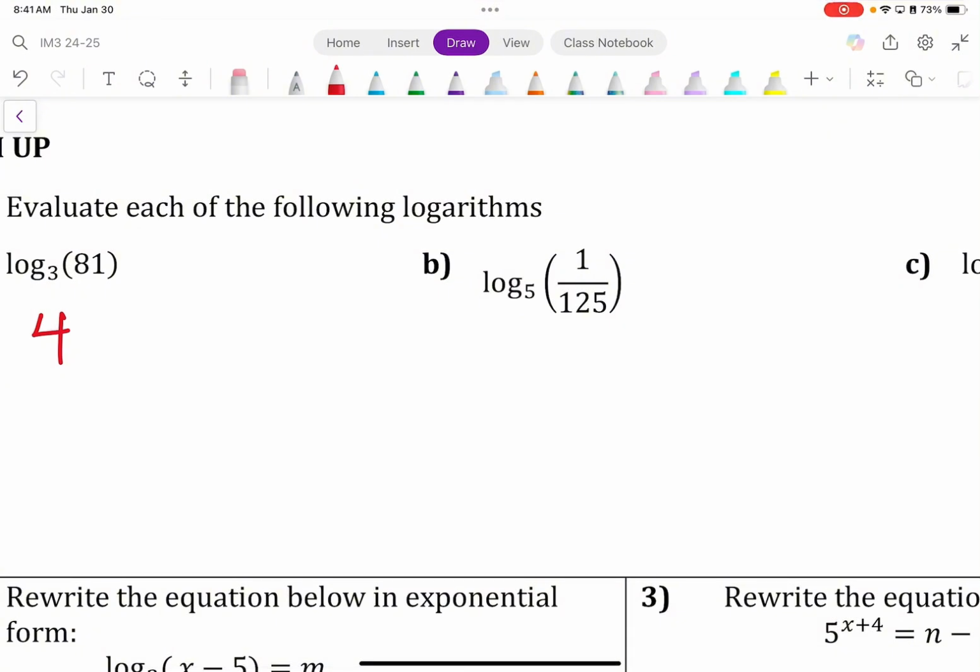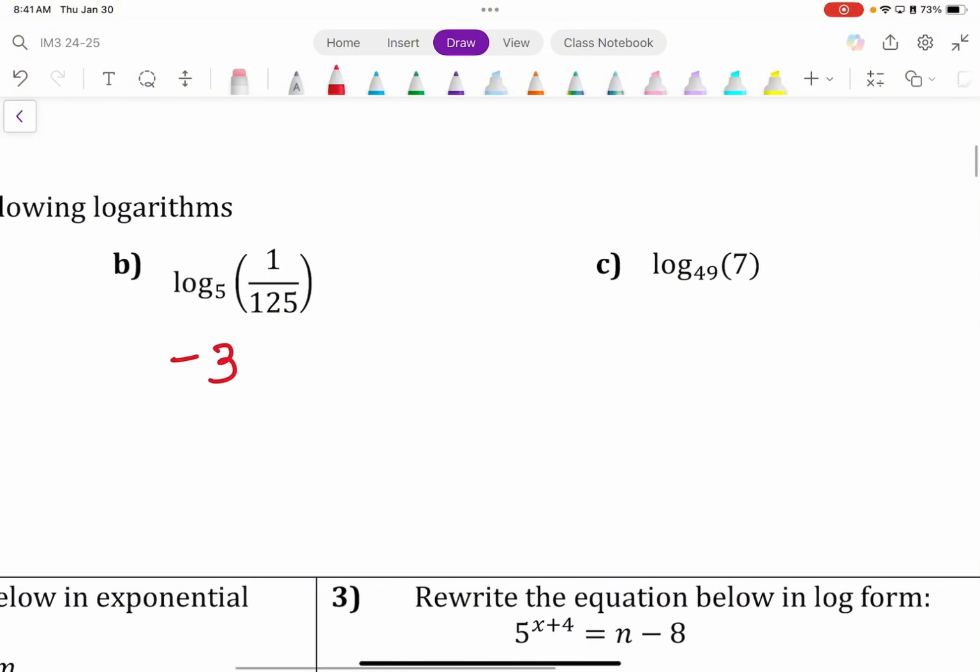Log base 5 of 1 over 125. Remember that to get a fraction, your exponent must be negative. In this case, what is our answer? Negative 3. 5 to the negative 3 power.